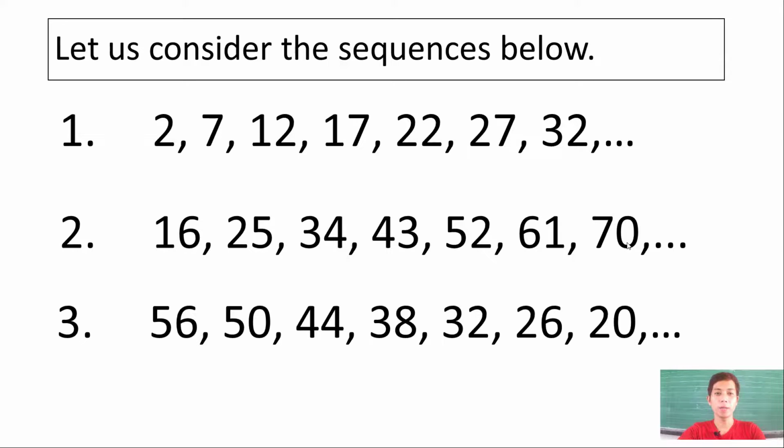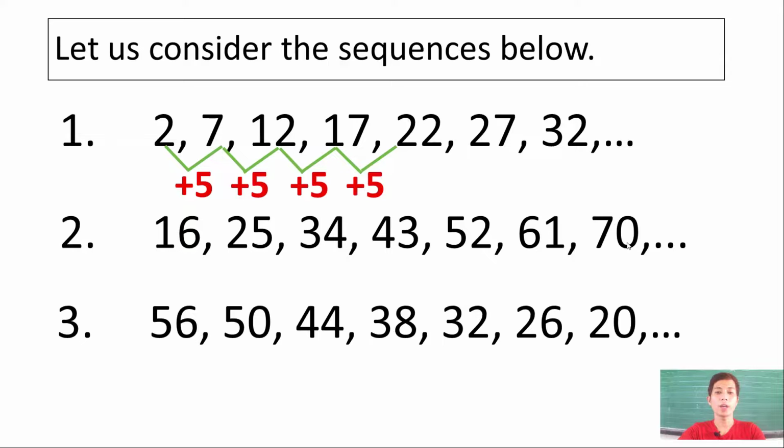What can you observe about our first sequence 2, 7, 12, 17, 22, 27, and 32? You are correct. In the first sequence, the number 5 is being added to the previous term to obtain the next term of the sequence. So 2 plus 5 equals 7, 7 plus 5 equals 12, 12 plus 5 equals 17, 17 plus 5 equals 22, and so on. Now what have you observed about our second sequence?